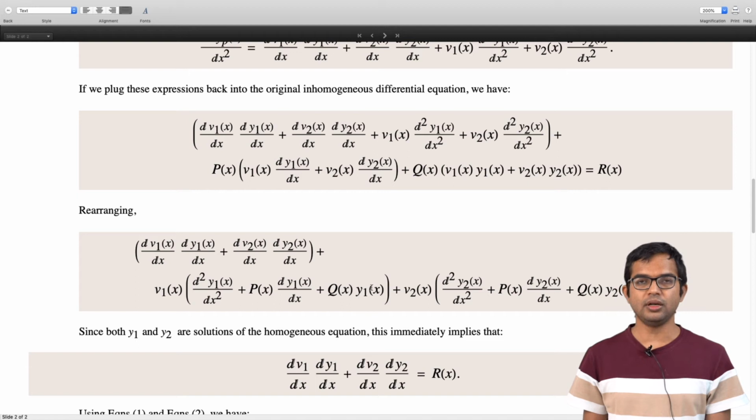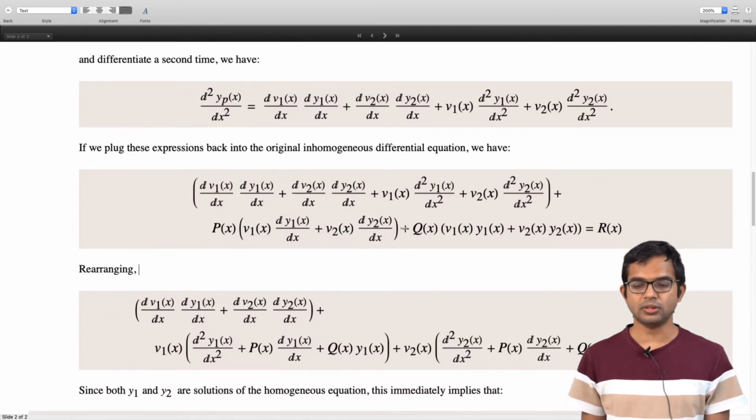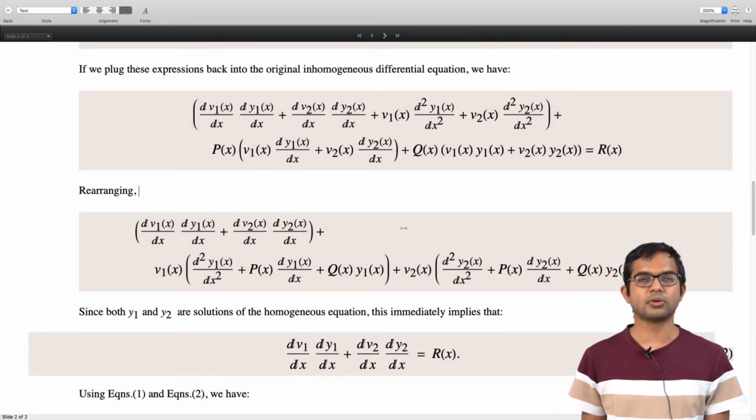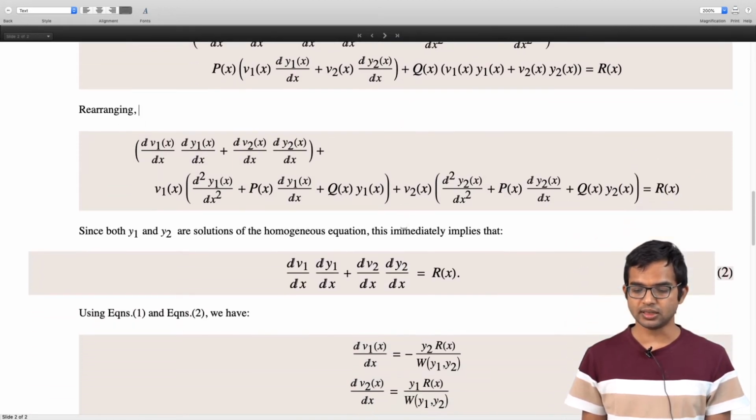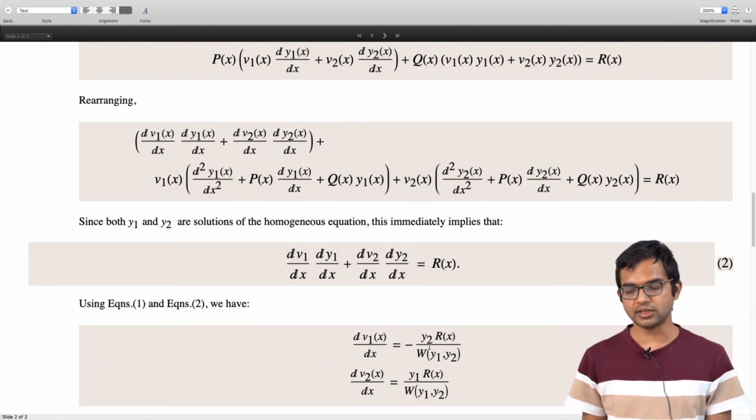So we have two linear equations in two variables, the two variables being dv1/dx and dv2/dx, because y1 and y2 are known functions, and r is also a known function. So the only unknowns are dv1/dx and dv2/dx. Of course, it's a 2 by 2 linear equation problem. We know how to solve it, and the answer is simply dv1/dx is equal to minus y2 times r of x divided by the Wronskian.